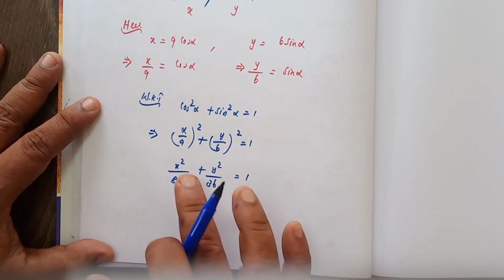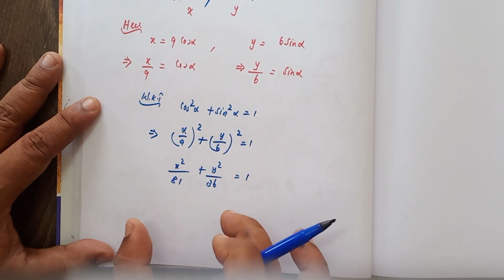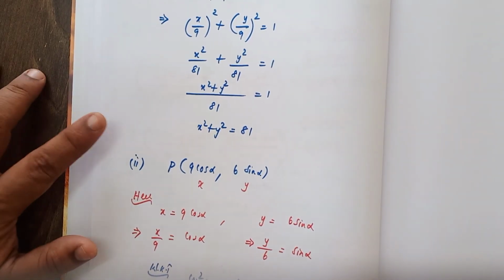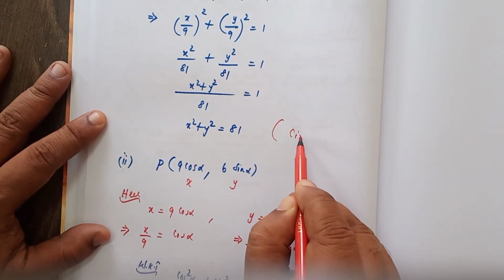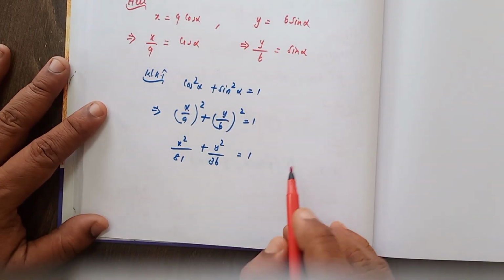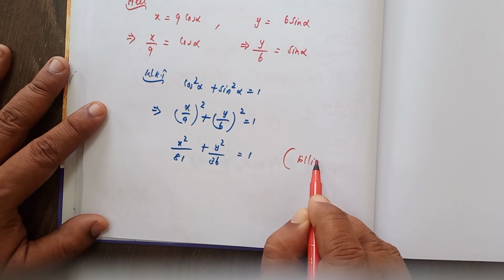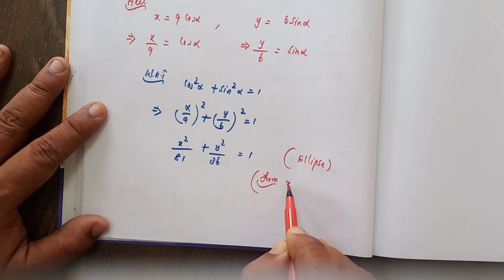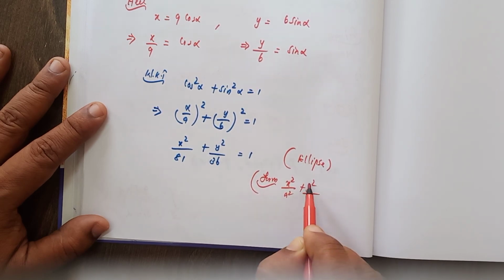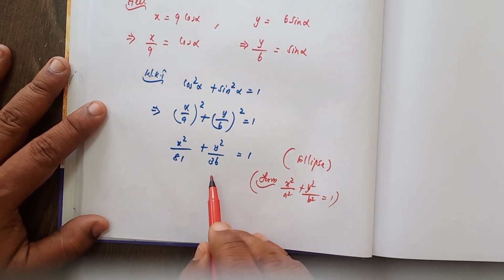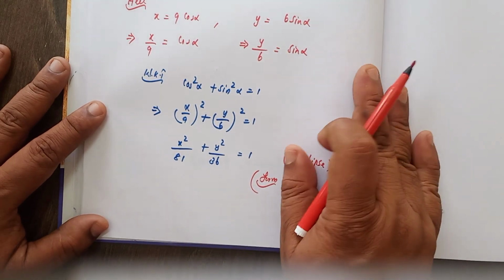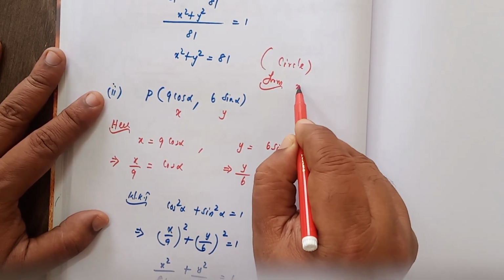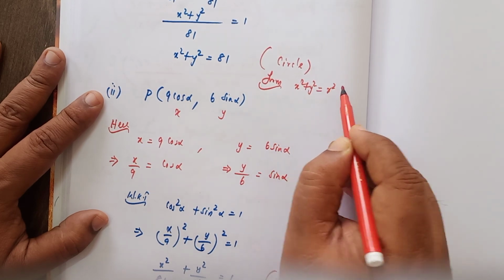This is of the form x squared by a squared plus y squared by b squared equals 1. It is an ellipse equation. Here the earlier locus is a circle, and here the locus is an ellipse. For your reference I write the form: x squared by a squared plus y squared divided by b squared equals 1, with 6 squared and 9 squared. The circle equation has the form x squared plus y squared equal to r squared.